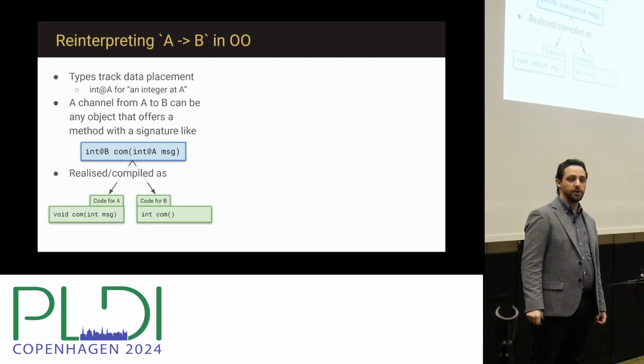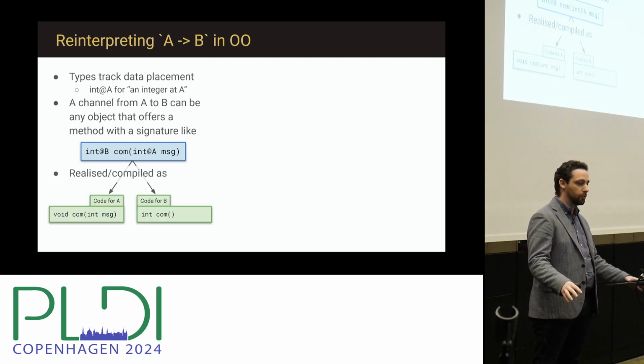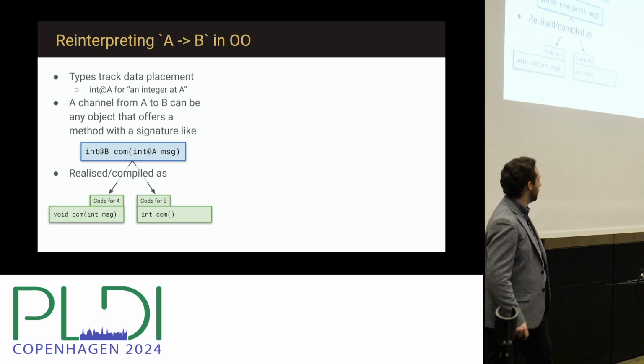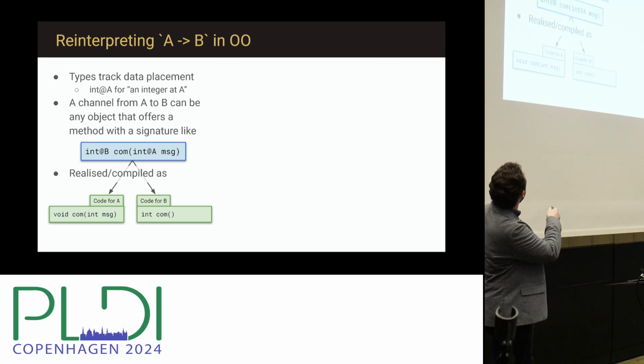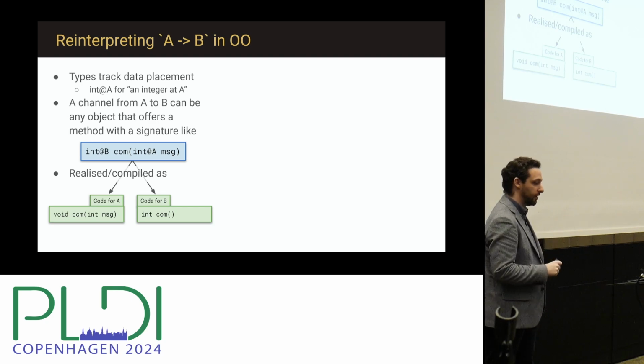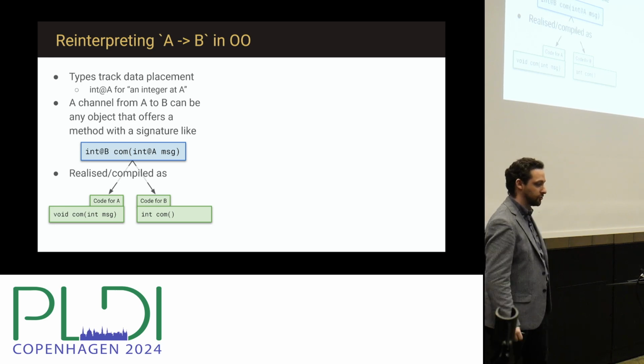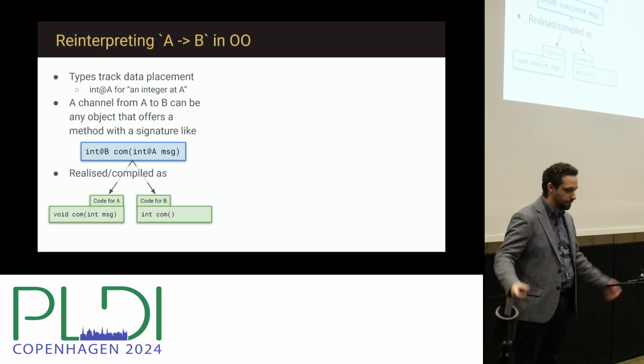Then we expect from the realization of this in the local code, so the endpoints, to have essentially two objects that offer a method with these signatures. So for the sender, for A, we expect to be able to provide an integer or the payload of the message, and get nothing out of it. On the other side, we want to just get the result. So essentially a send and a receive.